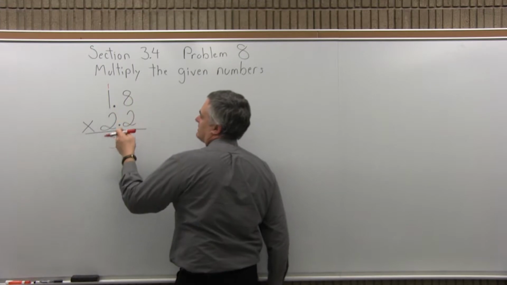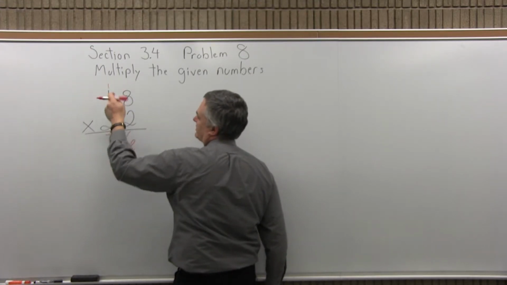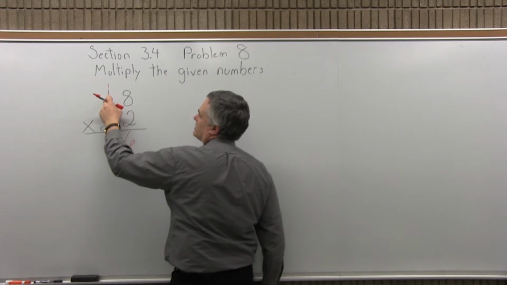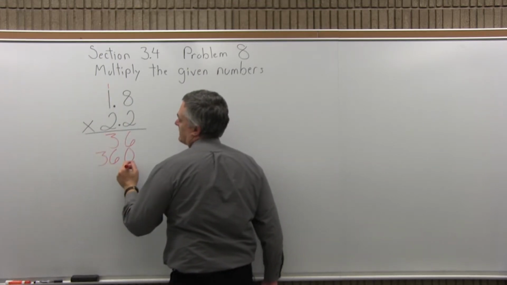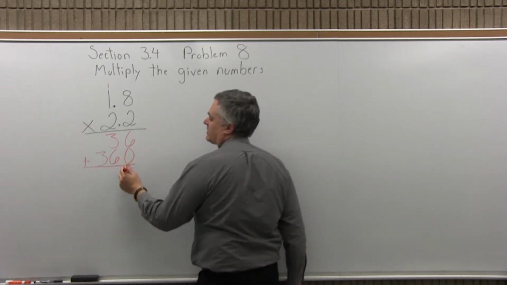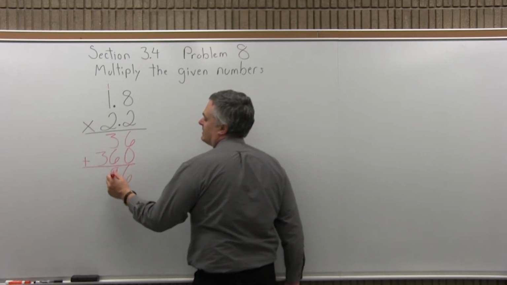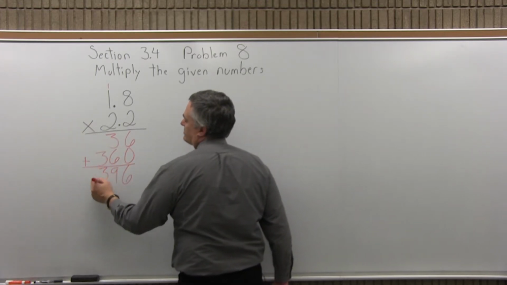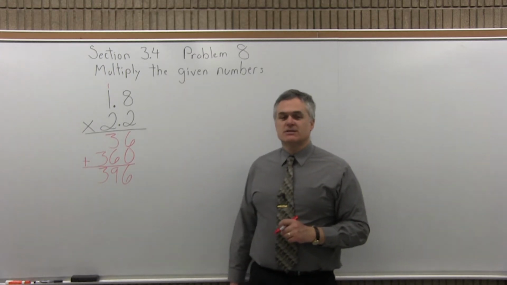2 times 8 is going to be 16. Again, write the 6, carry the 1. There's still a 1 there from last time. 2 times 1 is 2. 2 plus 1 more that I carried is 3. And now I can add those answers. 6 plus 0 is 6. 3 plus 6 is 9. And then nothing plus 3 is 3. So without the decimal, I'd have an answer of 396.